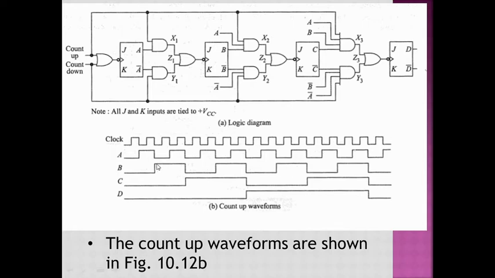So every second clock pulse here, on the second clock pulse, on the fourth clock pulse, on the sixth clock pulse, on the eighth clock pulse, on the 10th clock pulse, on the 12th clock pulse, on the 14th clock pulse, and on the 16th clock pulse, like this, the flip-flop B is going to toggle.